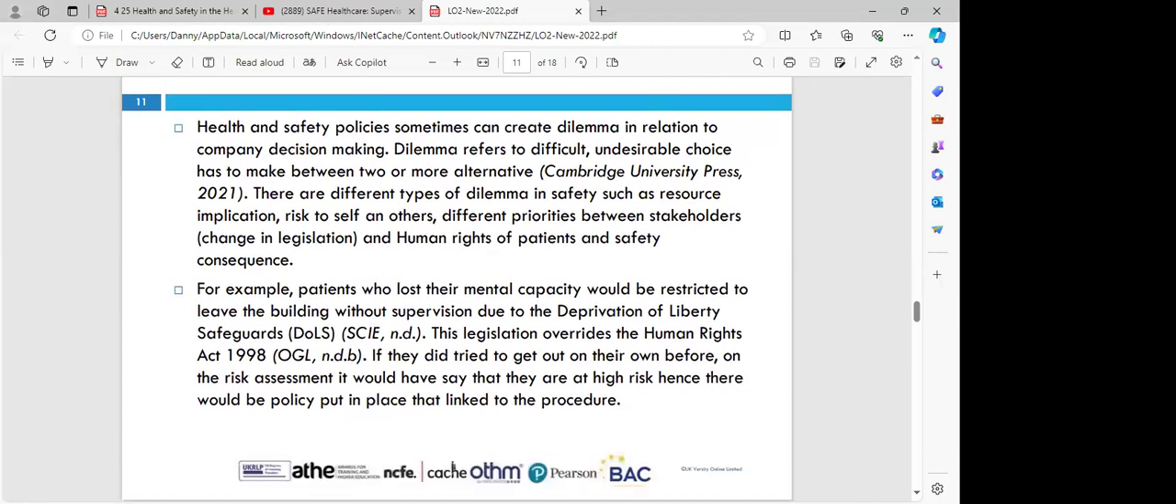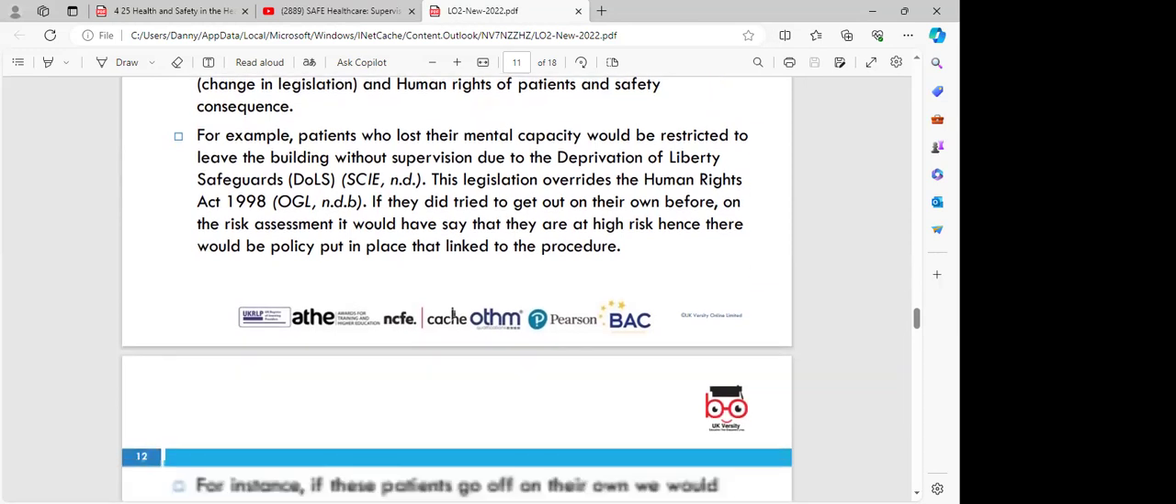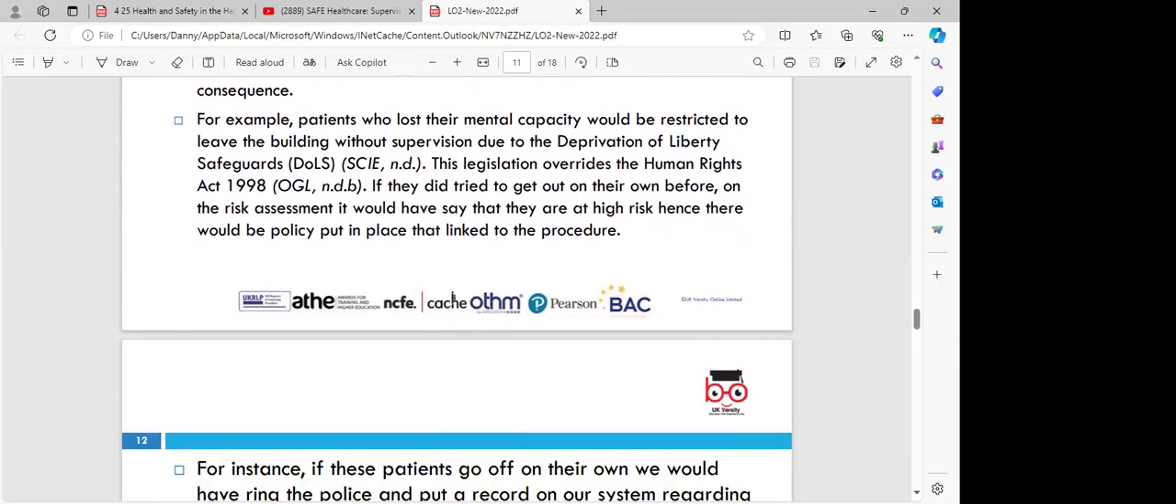Health and safety policies sometimes can create dilemmas in relation to company decision making. Dilemma refers to difficult, undesirable trends. There are different types of dilemma in health and safety: resource implication, which to serve over others, different priorities between stakeholders, and human rights of patients versus safety. For example, patients who lose their mental capacity will be restricted from leaving the building without supervision due to the deprivation of liberty safeguards. This legislation overrides the Human Rights Act 1998.